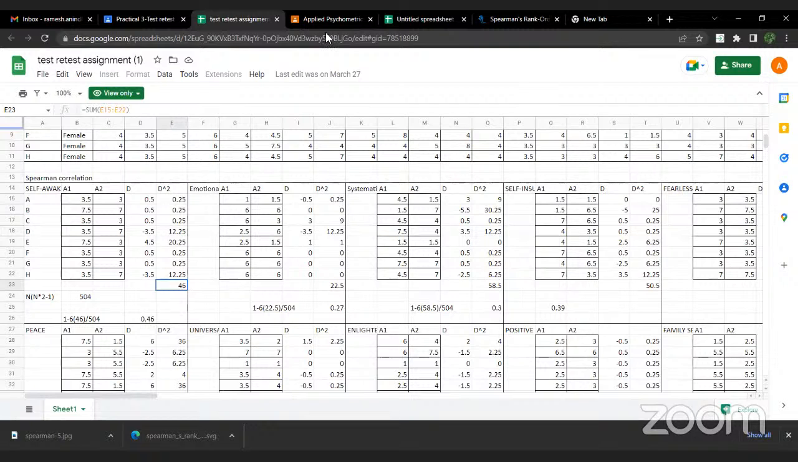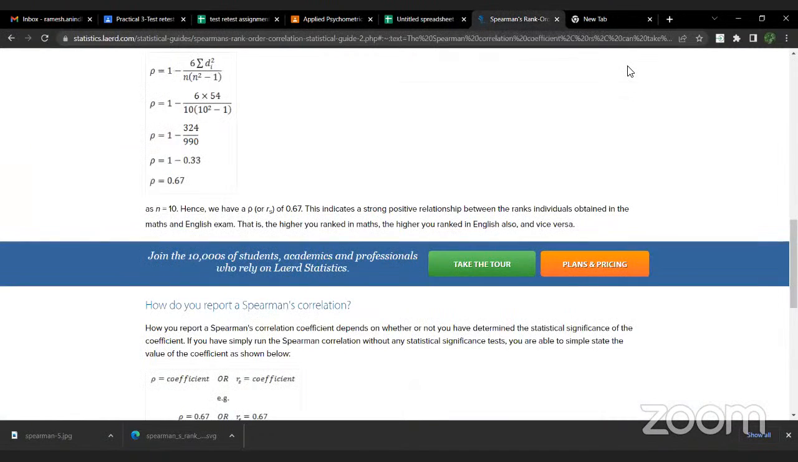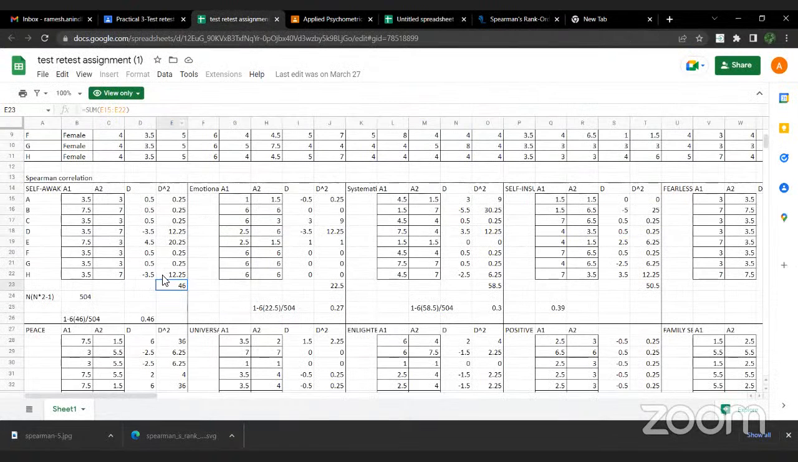Check again. So here we have the calculated data already, so you can cross check it here as well. 4.5. Yeah, so we have 3.5 and 4.5 here. Right. So we're just going to do the same thing.